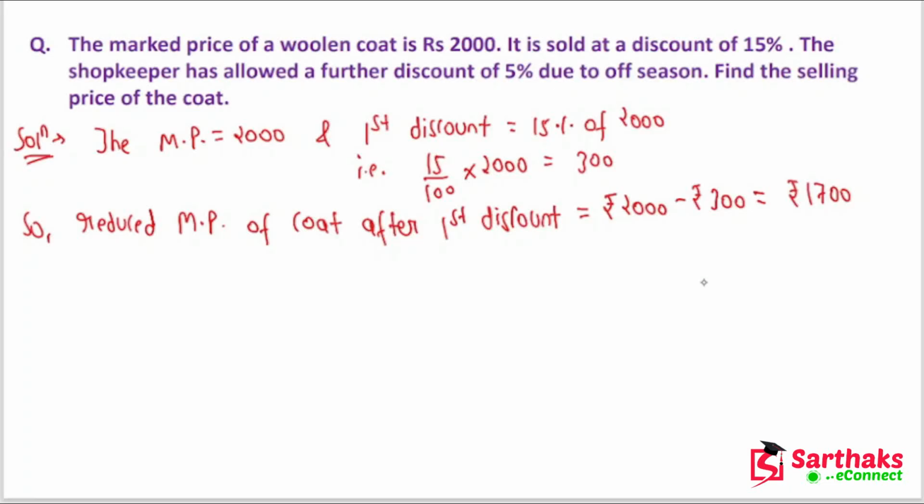rupees 1700. Right, now on this 1700 rupees the shopkeeper is allowing a further discount of 5%, okay, due to off season. You can clearly see, right? So the second discount is equal to what? 5% of rupees 1700. Okay, so it would be 5% of rupees 1700. Now we have to calculate this 5% of 1700 and we'll get the final selling price.